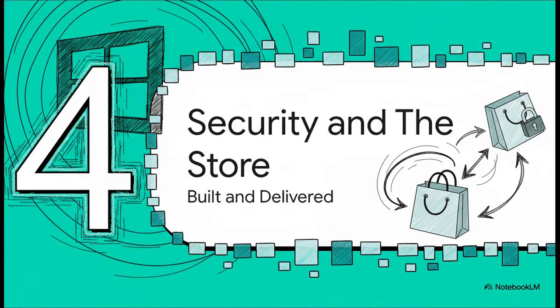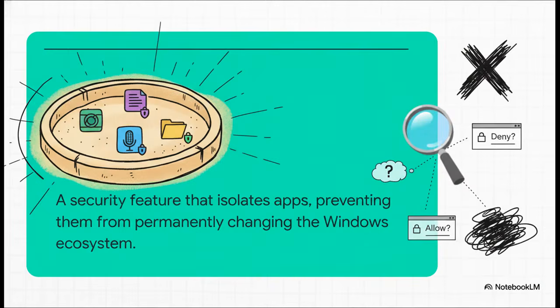Now, beyond the UI and this universal dream, UWP brought some fundamental changes to how Windows apps were built, how they were delivered, and maybe most importantly, how they were secured. A key piece of this was something called sandboxing. You can think of it like a digital playpen.